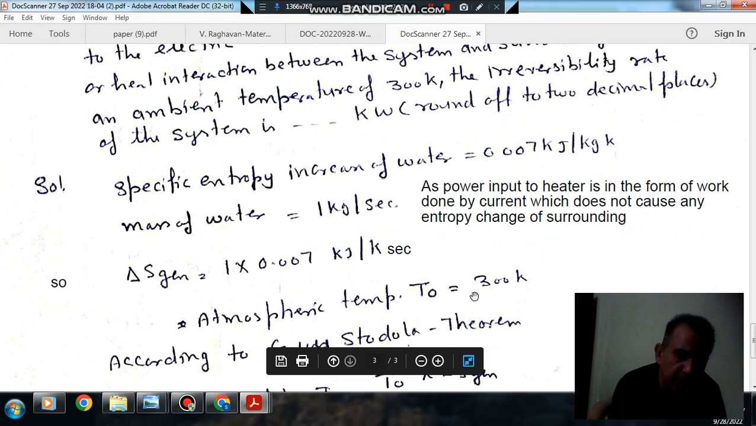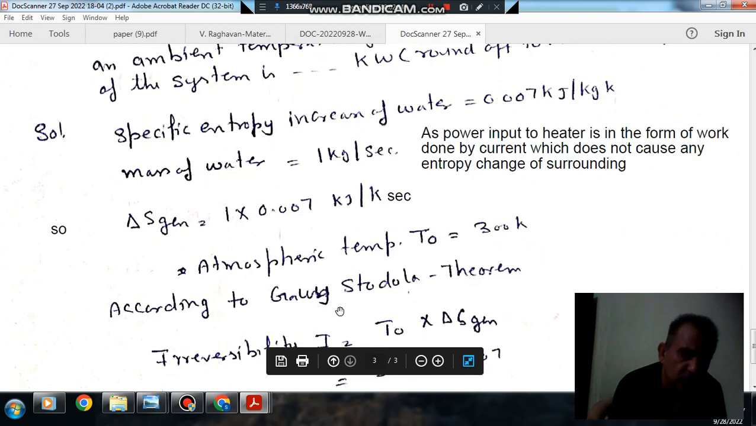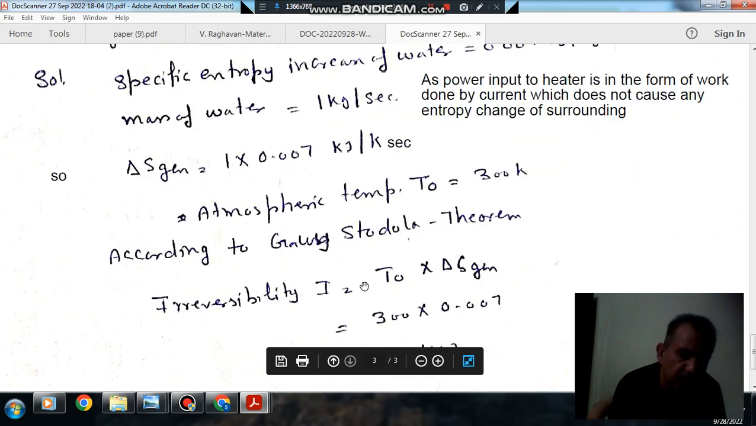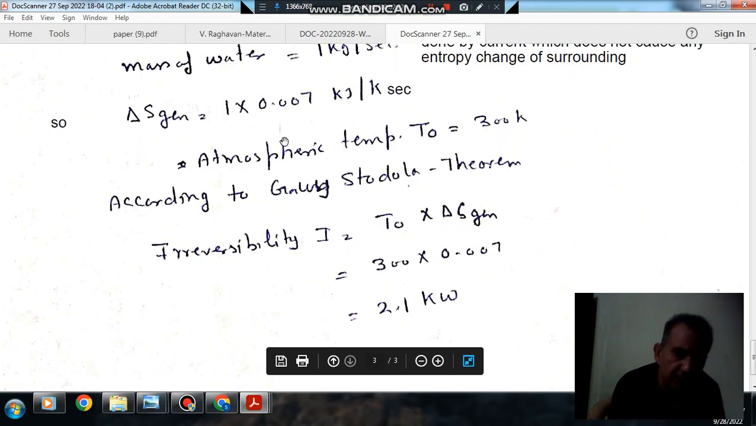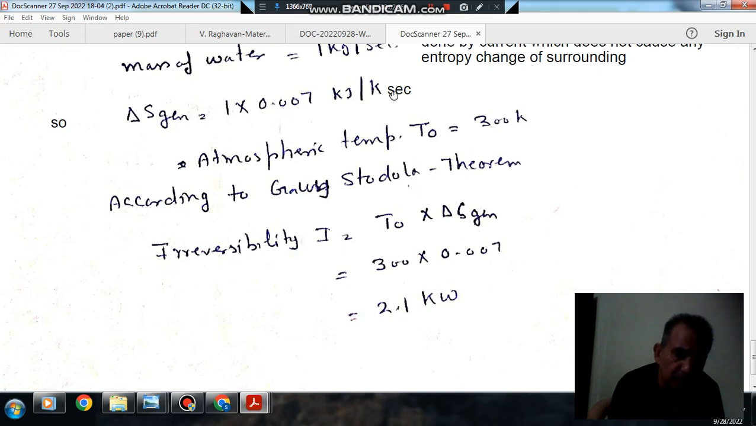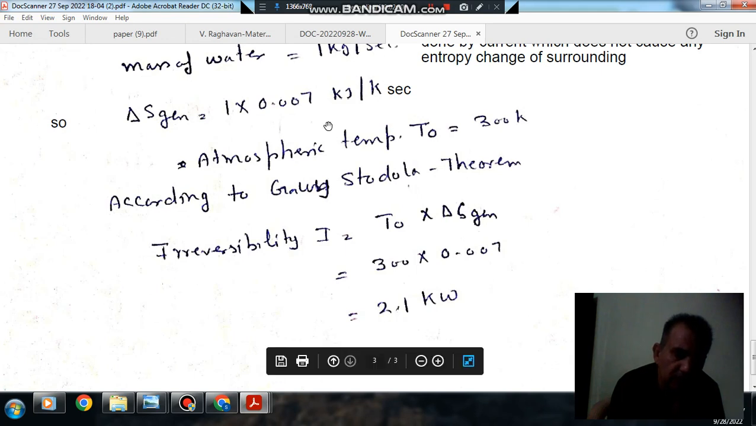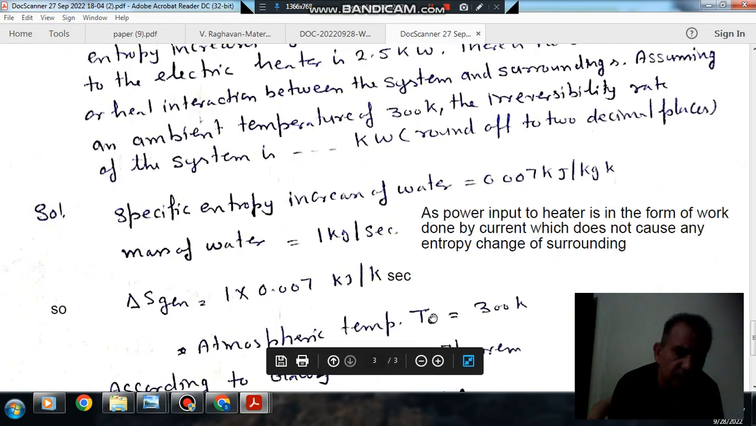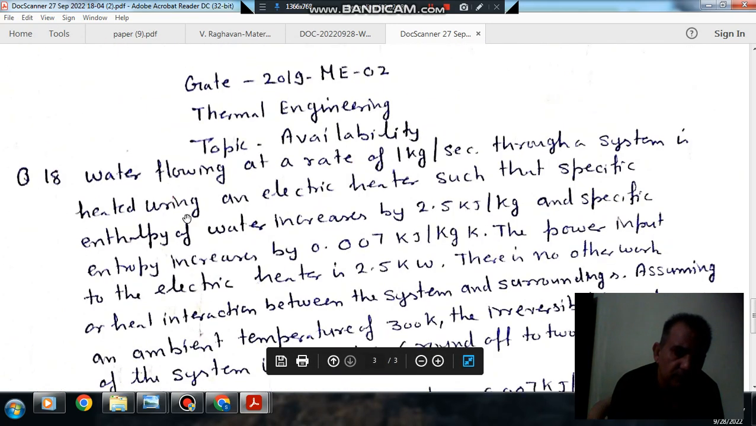And ambient temperature is 300 Kelvin. So according to the Gouy-Stodola theorem, irreversibility is T naught into entropy generation. So T naught is 300, and this is 0.007 kilojoule per Kelvin per second. The multiplication of this will be in kilowatt, because this is per Kelvin per second. So it will be 2.1. So the answer is 2.1 kilowatt.